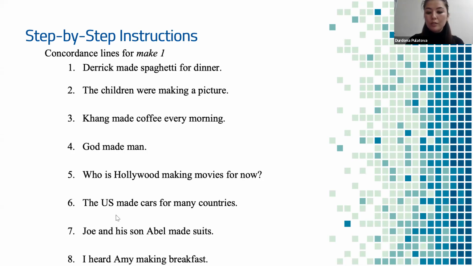After reading all the sentences, they noticed what they had in common. If you paid attention, all of the sentences here, I chose more than 10, but you can only see 8 concordance lines here. You have noted that in all of the sentences, a noun comes after make. So the full sheet included 15 examples taken from COCA, the Corpus of Contemporary American English.